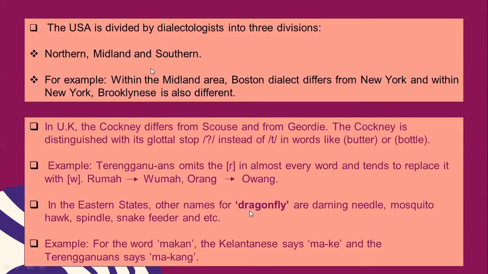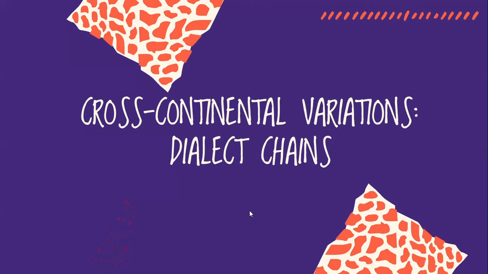In the eastern states of the US, other names for dragonfly are darning needle, mosquito hawk, spindle, snake feather, and many more. Same goes for the word makan. The Kelantanese say make, and the Terengganuan say makang. So it's the same word but different dialect. Okay. So yes.